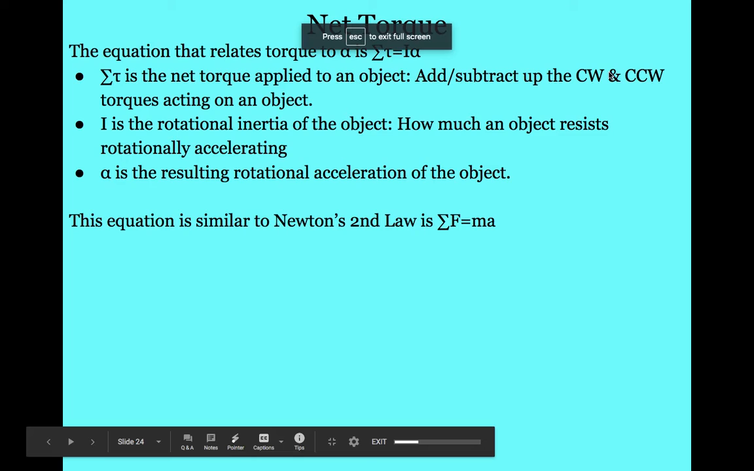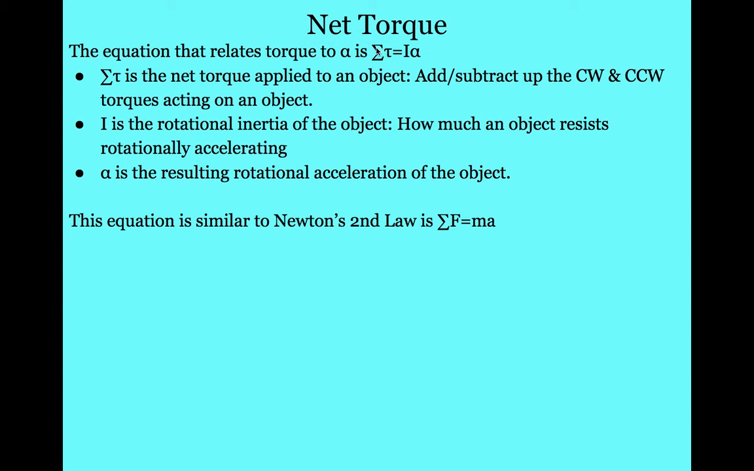All right, everyone, let's take a quick look at the big ideas from today's windmill lab. The first one is our net torque equation. Net torque equals I, rotational inertia, times alpha, rotational acceleration. So I is how much rotational inertia, which is how much an object resists rotationally accelerating.